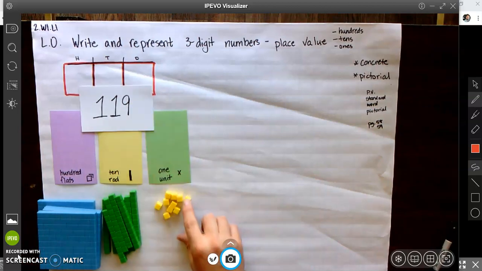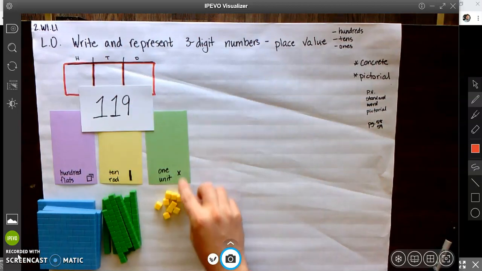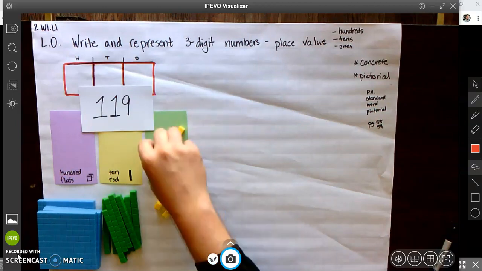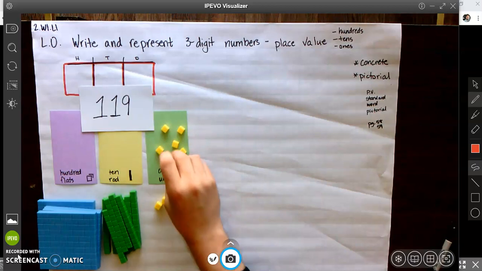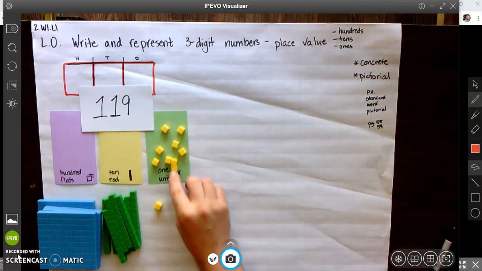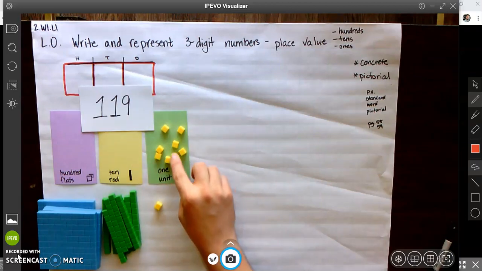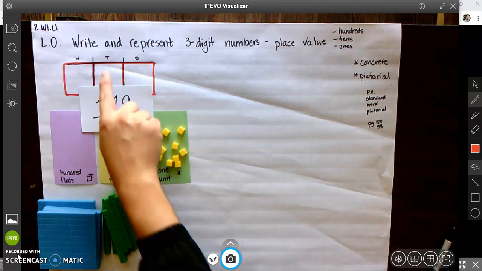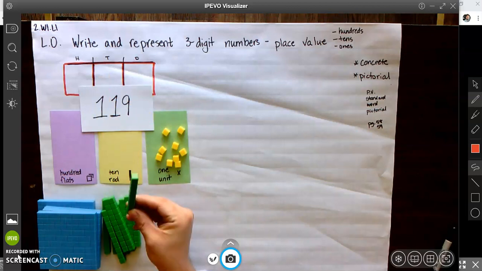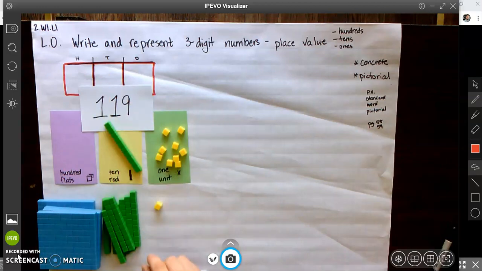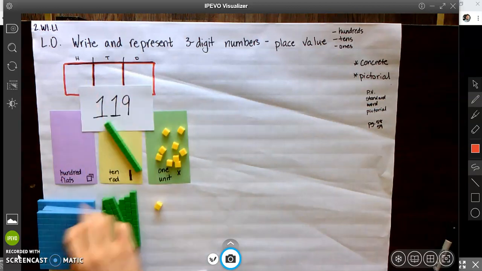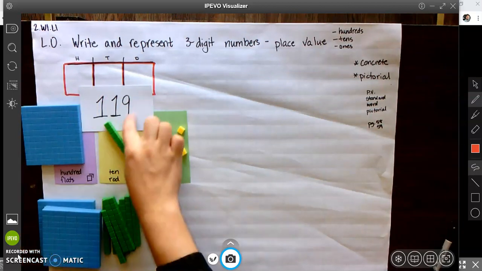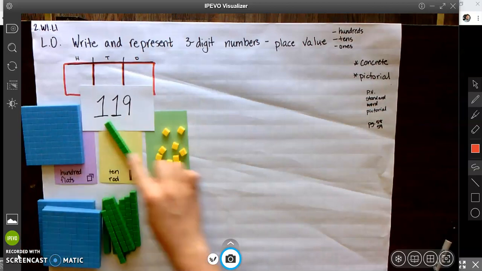How many units do we need? We need 9. So let's count 1, 2, 3, 4, 5, 6, 7, 8, 9. Let's double check. 1, 2, 3, 4, 5, 6, 7, 8, 9. Perfect. Now the tens, how many tens do we have? We have 1. So we have 1 ten or 1 rod. Hundreds, flats, we have 1 hundred. There we go. So there our number is written in the number form, and we've represented it with place value blocks.